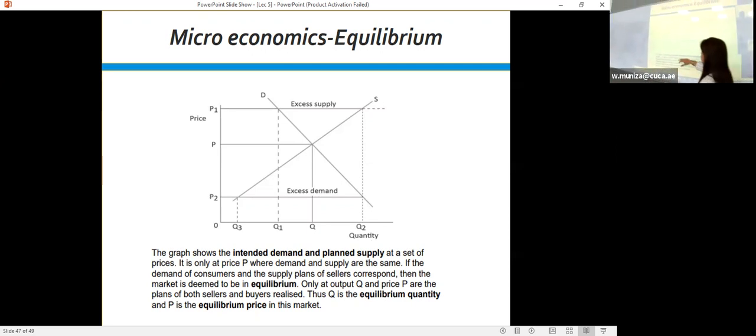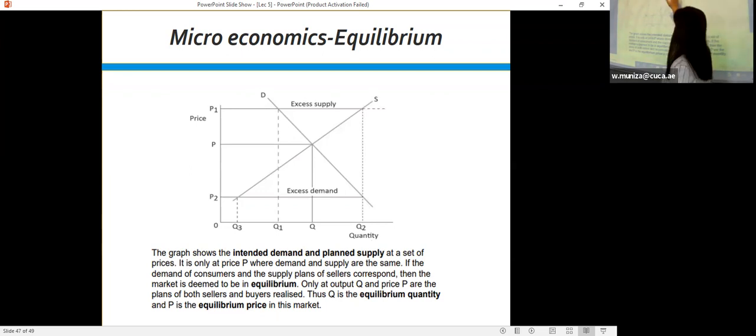So this is the curve of demand. Am I right? Is this the curve of demand? This is the curve of supply. Which one is the curve of supply? Students, this is supply. This is demand. Okay. This is demand, this is supply. So where the demand and supply curves are going to meet each other, this is equilibrium.